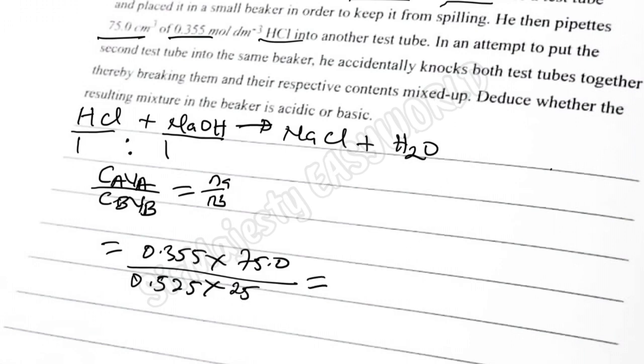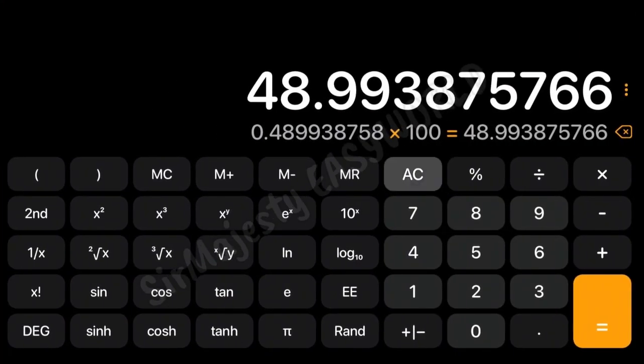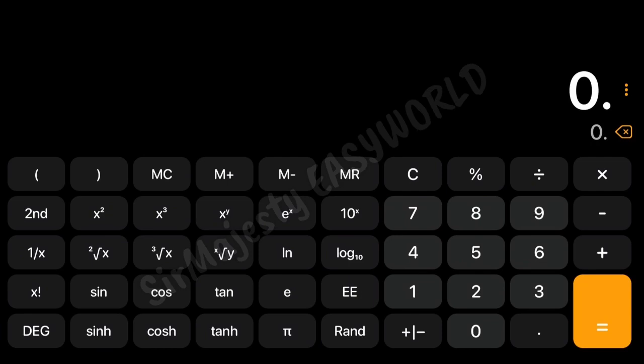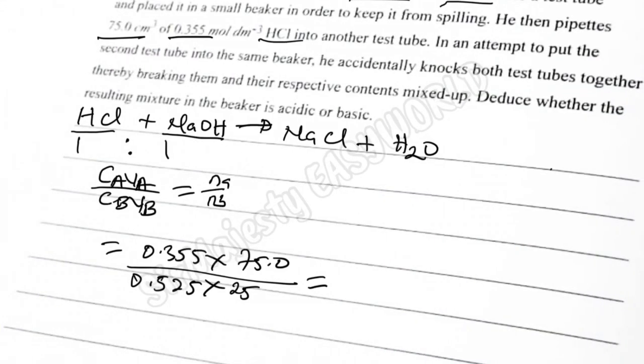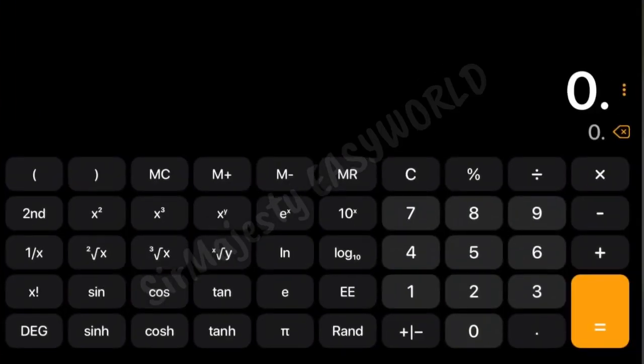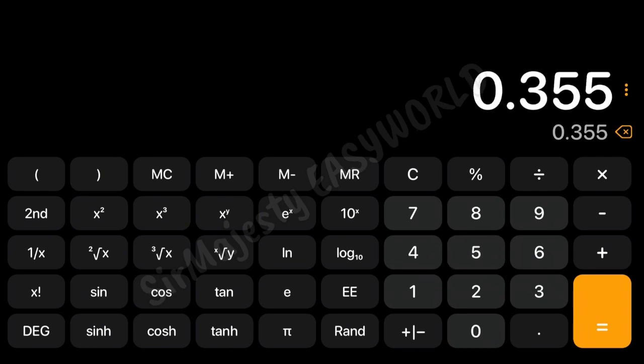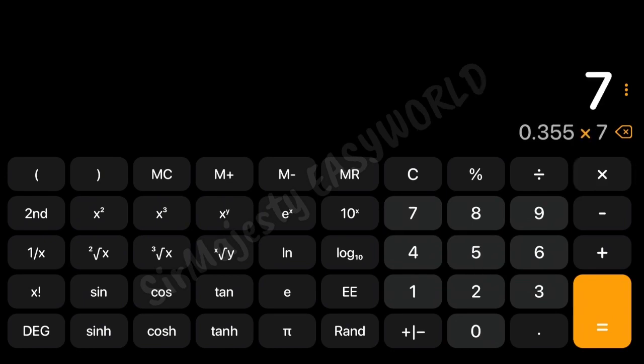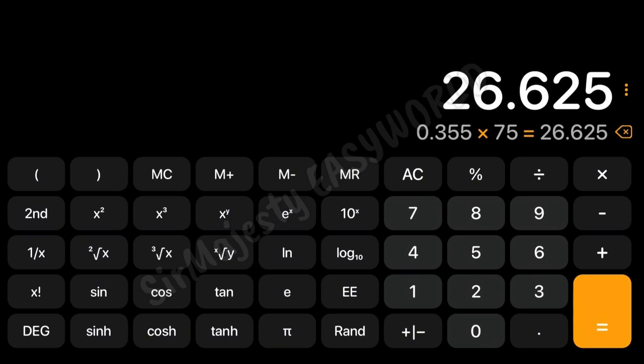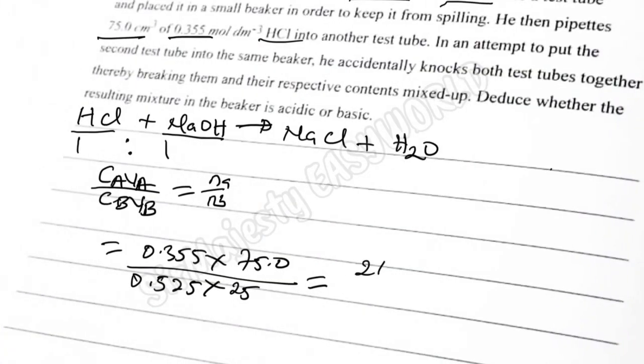If this is supposed to give us 1 over 1, from the calculator department, let's check the answer. It's obvious they are not going to be the same, but let's see which one will be topping. What is 0.355 times 75? 0.355 times 75 is equal to 26.625. If it gives us 26.625 at the denominator and the numerator, it shows none of them is in excess.